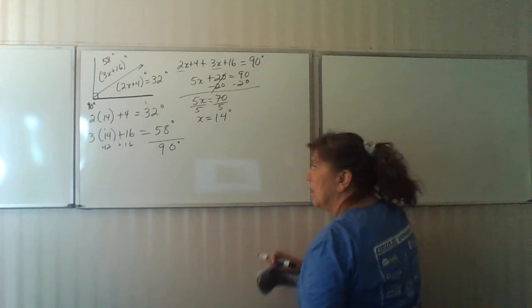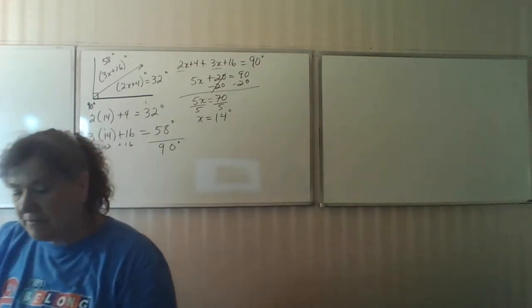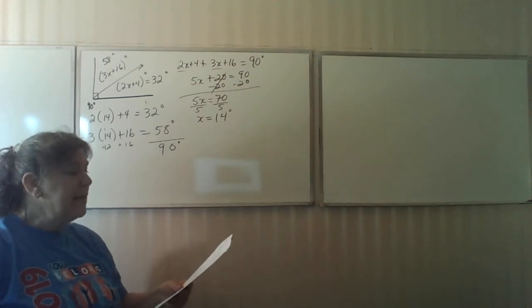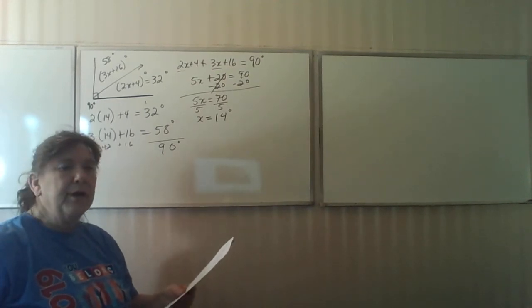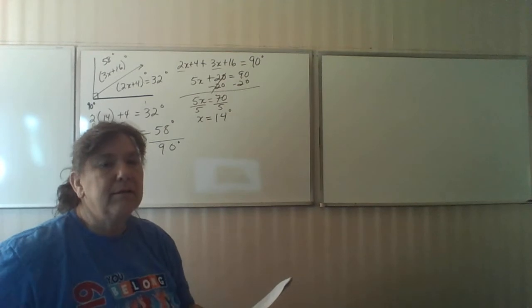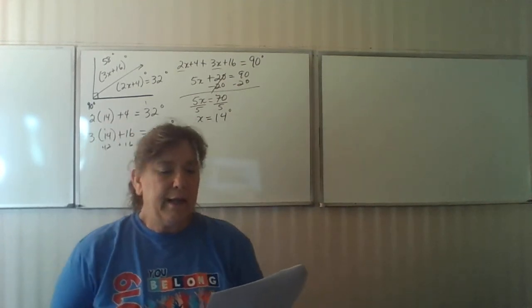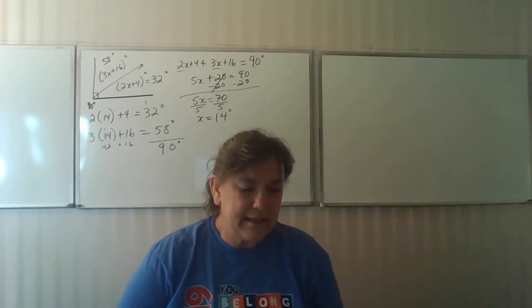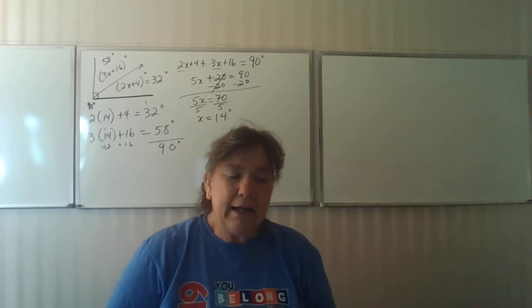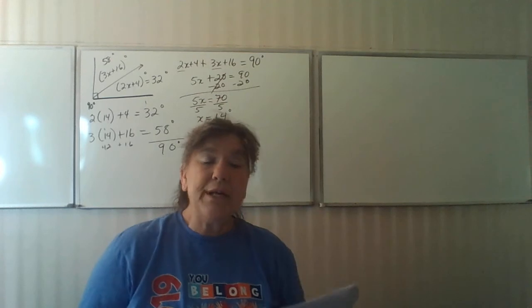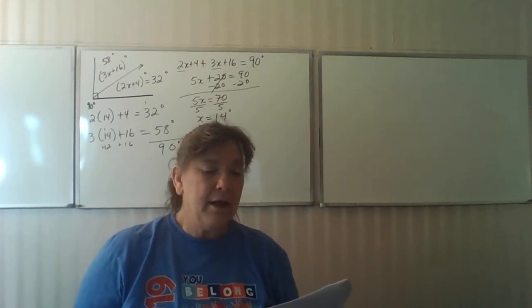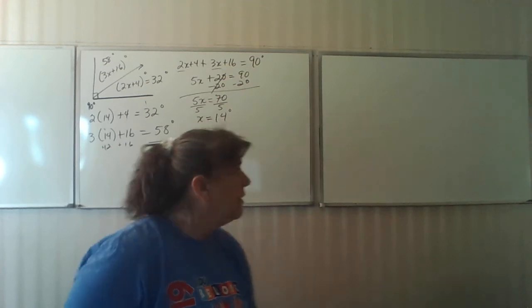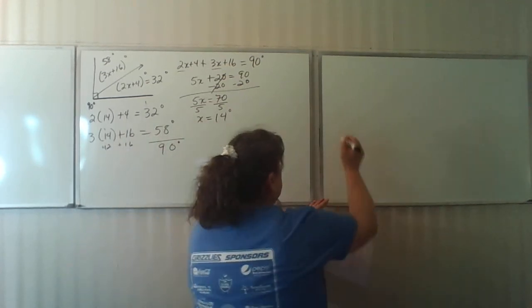And you notice I draw a picture because that helps to visualize what we're doing. The next one says, let x be the degree measure of the smallest angle in a triangle. If one of the other angles measures twice this angle, and if the third angle measures 3 times the smallest angle, find the measure of all 3 angles. So, let's start with the picture.